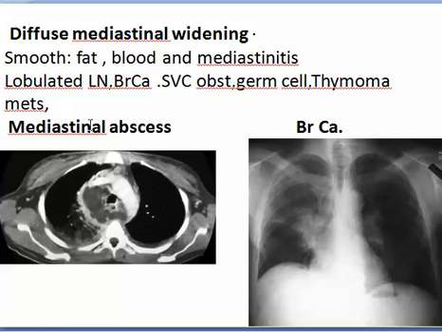If it is lobulated, it is lymph nodes. If it is irregular, it is bronchogenic carcinoma or other germ cell tumors, superior vena cava obstruction, thymus, deposits, etc. Here is the irregular outline in bronchogenic carcinoma, and here is the smooth outline in mediastinal abscess.